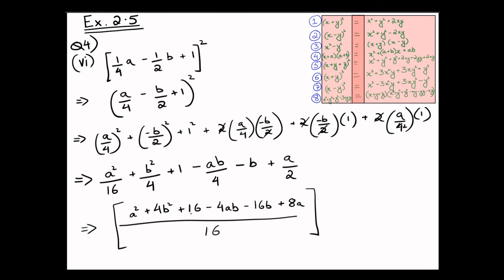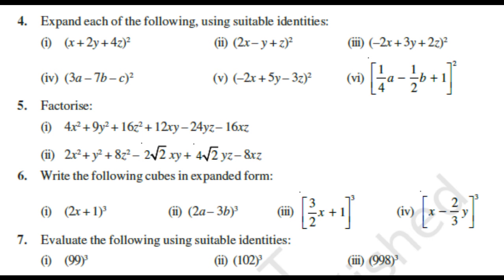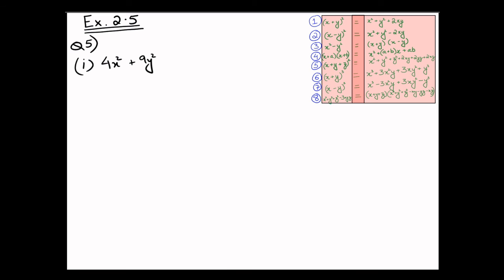And that's the expansion for the 6th part. Now we move to question number 5, asking us to factorize two polynomials, the first of which, I'll write it out, it's 4x square plus 9y square plus 16z square plus 12xy minus 24yz minus 16xz.